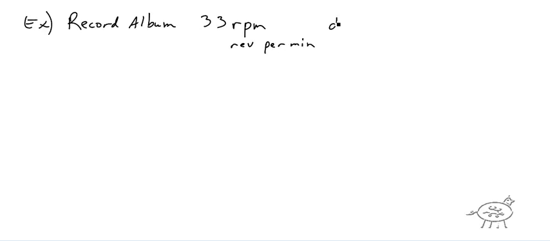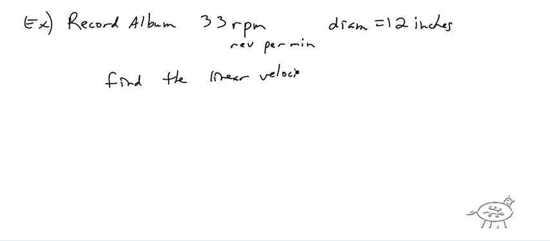All right. The diameter of a record was about 12 inches. And the question is, find the linear velocity when the needle first hits the record. First hits the record.